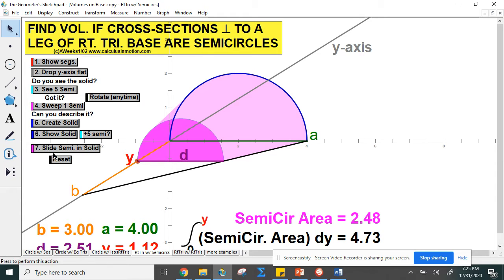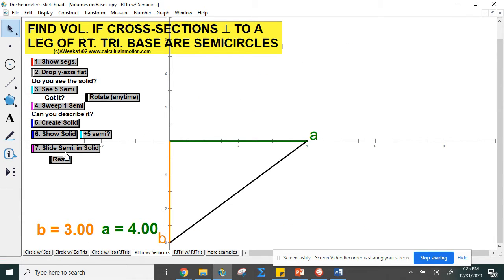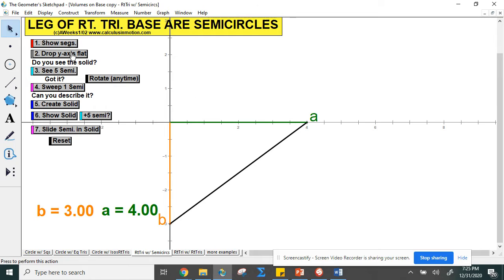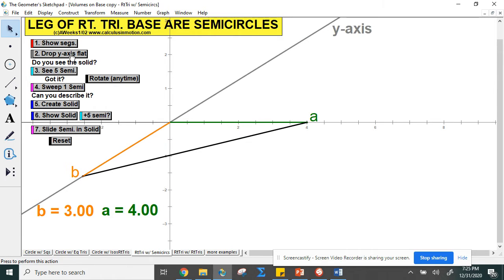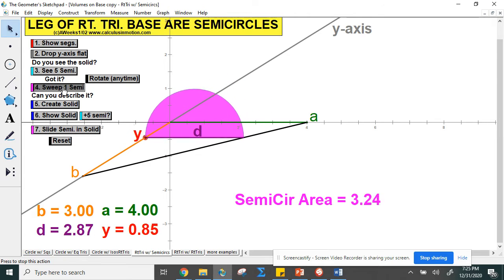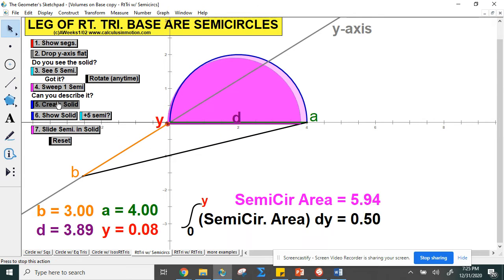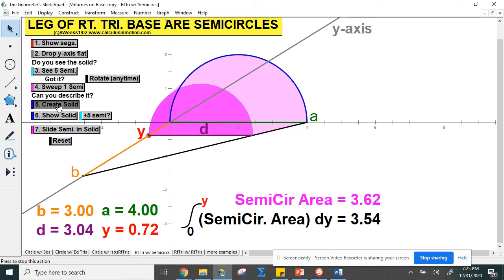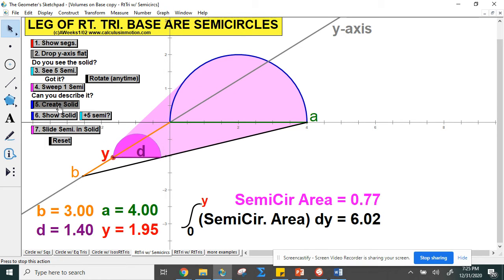Okay, so let's reset this one. Okay, this one is a triangle as a base. So if I drop the y-axis, that's still the same triangle. And I'm going to take a semicircle and make a solid. So if I create that solid as I go, kind of looks like the top half of an ice cream cone to me. If I put 2 of those together, I'd have an ice cream cone.